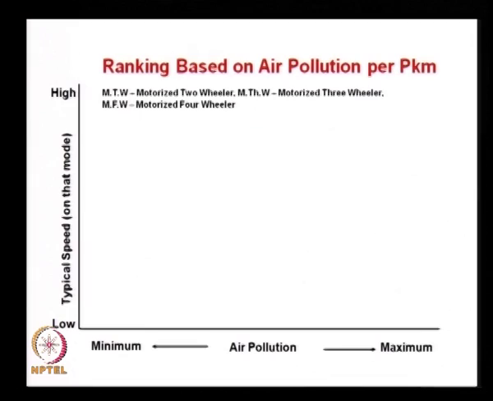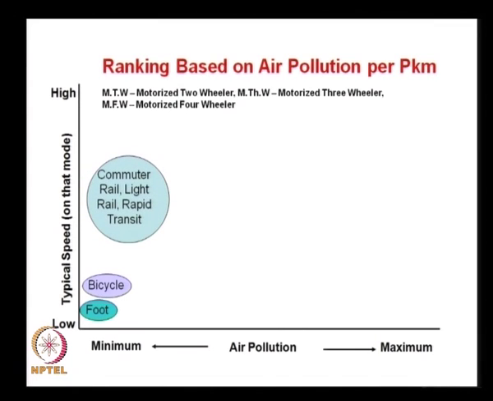Let us try to rank the modes based on the level of air pollution they may generate, simultaneously considering their speed. Of course, as you all know, the least polluting mode is foot, and then bicycle, commuter rail, light rail as well as rapid transit. I have put all the modes in rail transit together.